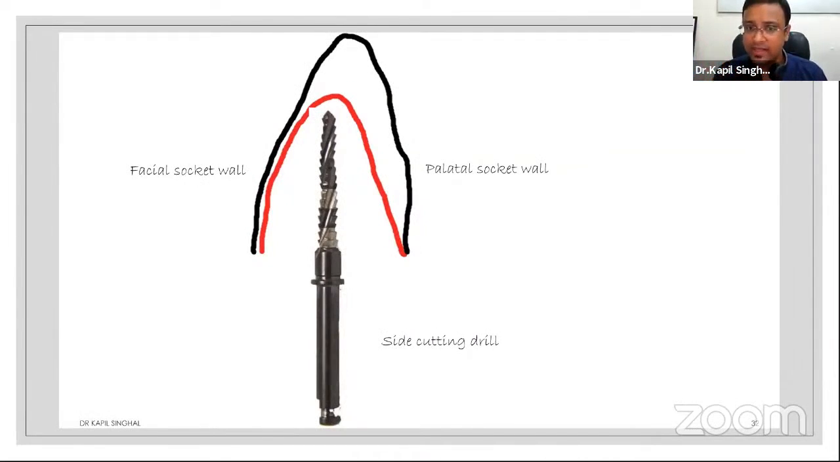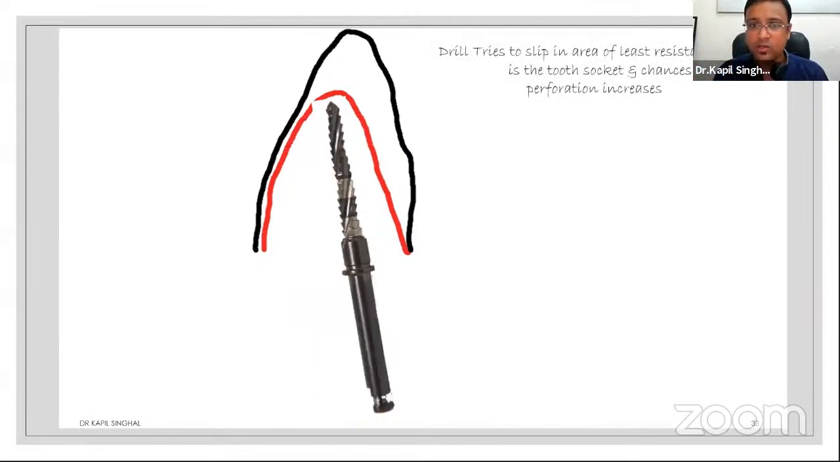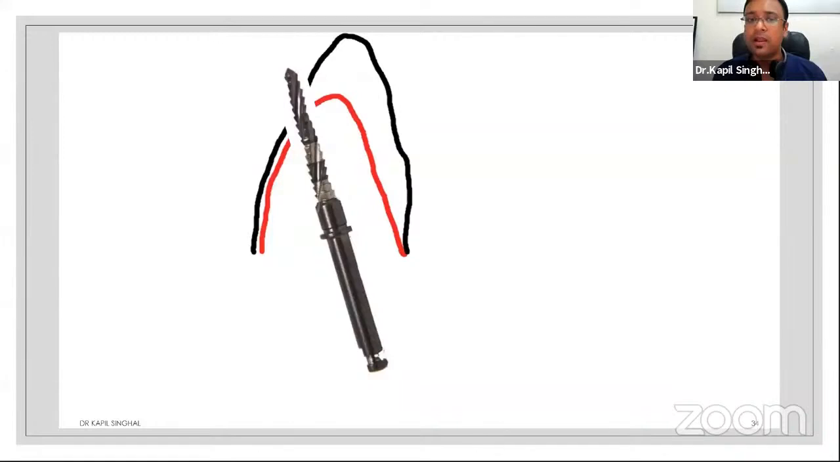Why? Because if you do this, what will happen? The drill tries to slip into the area of least resistance in the tooth socket. The socket is a very wide area, so whenever you place the drill directly in the socket, the drill tries to slip where the resistance is minimum, which is where the tooth was present. As you drill in that socket, the drill slips, and there are chances that you will perforate the labial plate and come out of the socket, through the labial plate. So never place the drill in the center of the socket and start drilling.